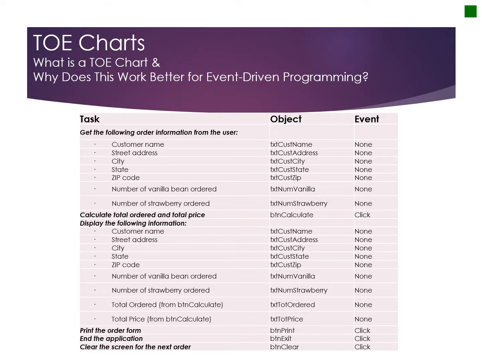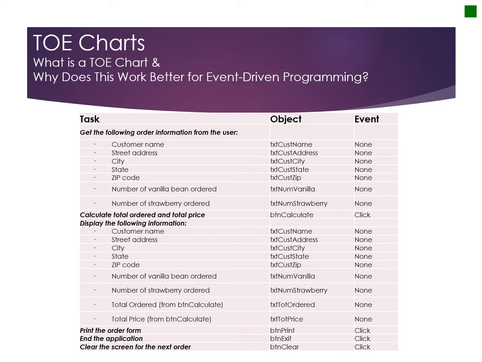Note that in many of these cases, we have noted none as the event. Now, don't get confused that that means that the object has no events or can have no events. It simply means we don't have to program any action for the events. So for example, the customer name as a text box has many events that can occur. Users can enter the text box with the mouse, they can leave the text box with the mouse, they can select the text box, and they can type in the text box. All of those are events, but none of those events have to trigger anything happening in our program.